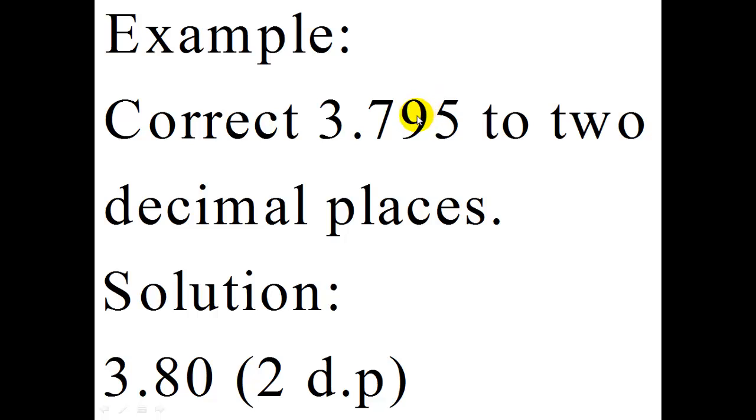Now 1 plus 9 will give us 10, so we write 0 and add the 1 to 7, giving us 8, and so we have 3.80 corrected to 2 decimal places. That is, we have 2 digits after the decimal point now. So we have 3.80 corrected to 2 decimal places.